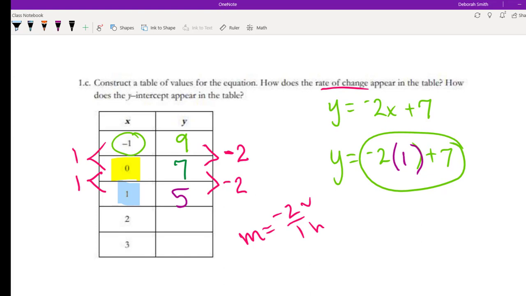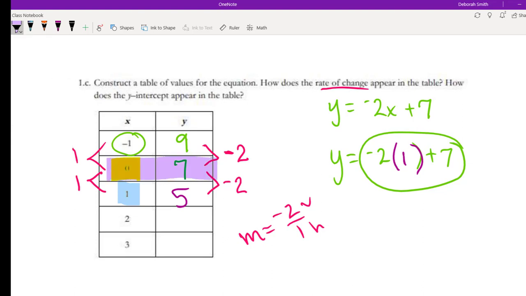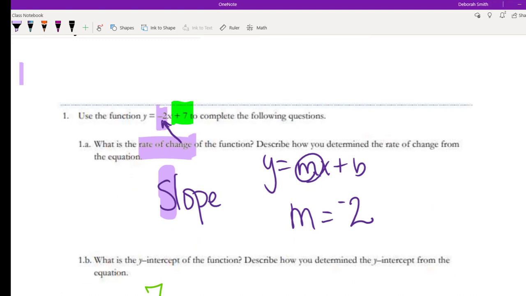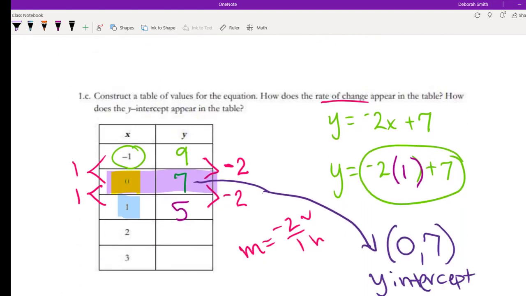Then how does the y-intercept appear in the table? The y-intercept in the table is actually right here. That right there, I'm running out of space. 0, 7 is the y-intercept in the table, which matches up with what we said right here, that 7 is the y-intercept.